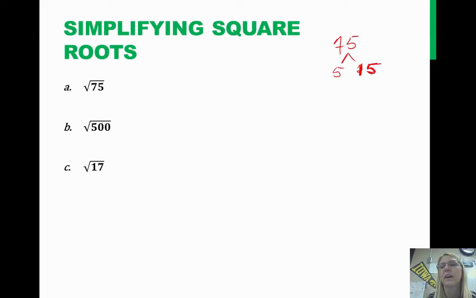Okay, and then 5 also goes into 15 3 times. So I can write this as the square root of 5 squared times 3. Notice that we have the number 5 squared here. Because it's to the second power, I can take it out of the radical. So this is the same thing as saying 5 square root of 3. Okay, so that's square root of 75 simplified.